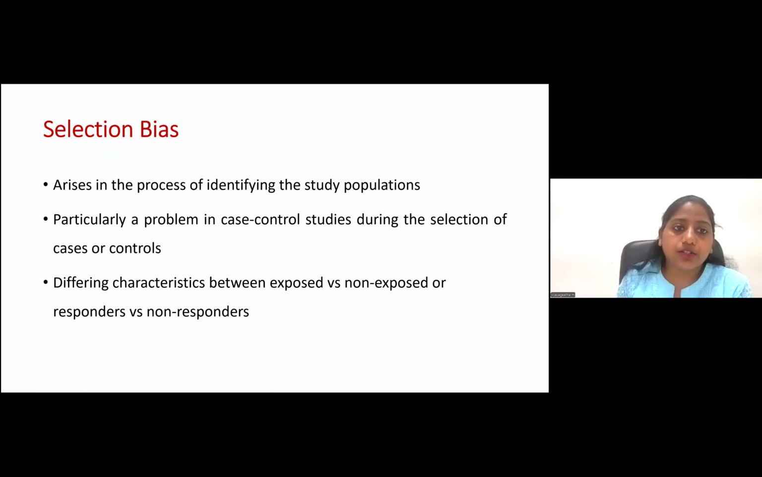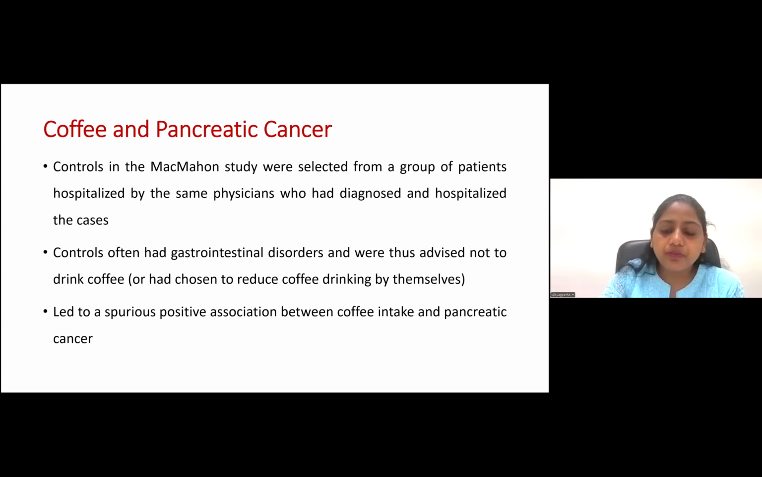So this is where selection bias comes in. It arises in the process of identifying the study population. Particularly, it is a problem with case control studies during the selection of cases or controls, when we do not define cases and controls explicitly and accurately. The different characteristics between the exposed versus non-exposed, or responders versus non-responders, may introduce this kind of bias, that is selection bias. Example, there was a study done by McMahon et al.